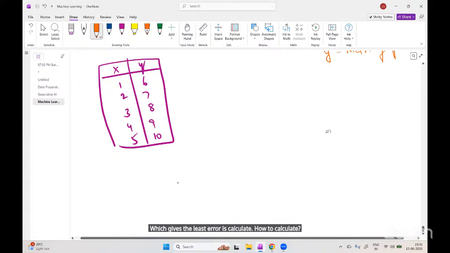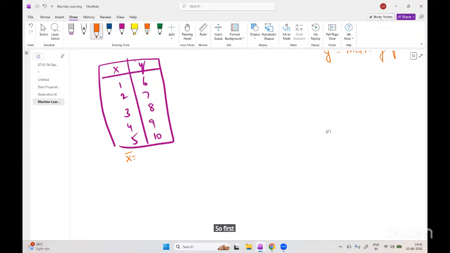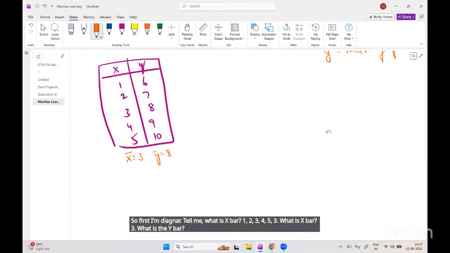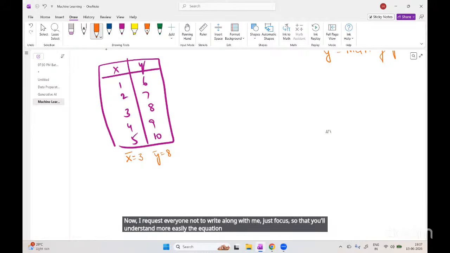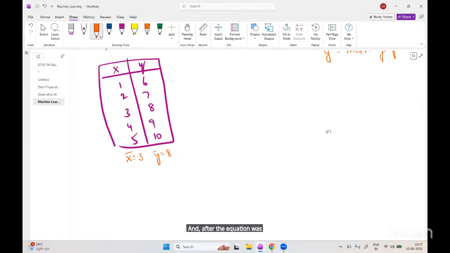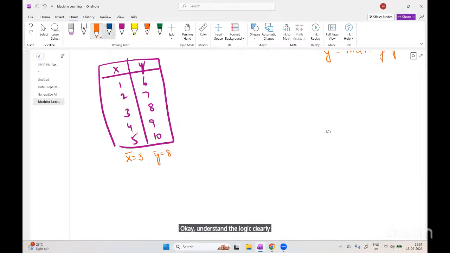How to calculate the m value? First I'm calculating x bar. Tell me what is x bar? 1, 2, 3, 4, 5. X bar is 3. What is y bar? 8. Everyone okay? Now, I request everyone not to write along with me. Just focus so that you understand the equation more easily. After the equation is completed, I'll show it in Python. You'll say, oh, this is the backend code. Simple. Understand the logic clearly with the basic example.